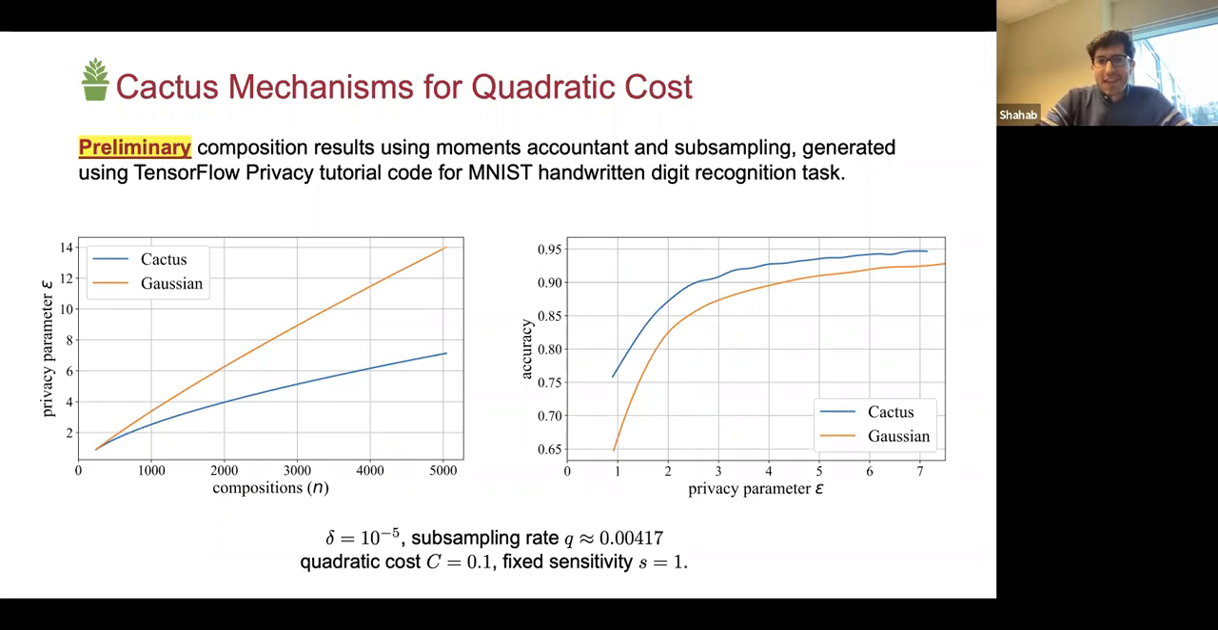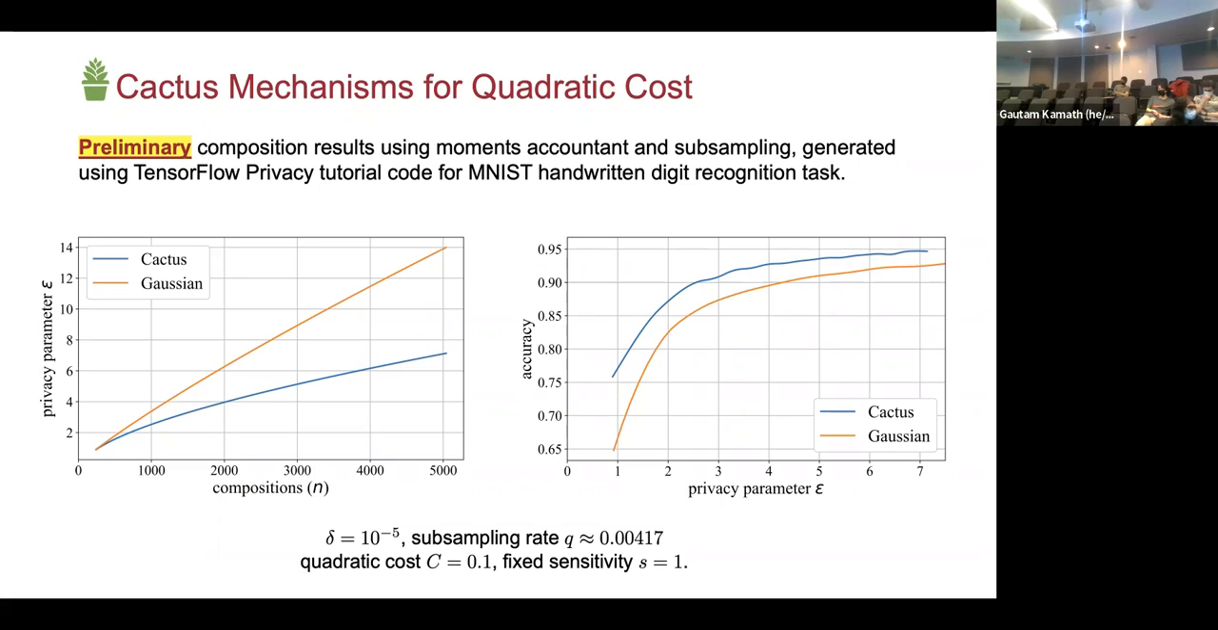But for Cactus, it's not very easy to characterize the distribution of the privacy loss random variable. So what we want is an accountant technique which does not really require the full distribution of the privacy loss random variable, maybe just the first moment or second moment.